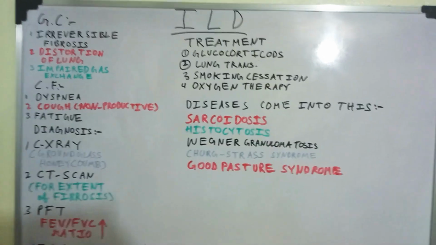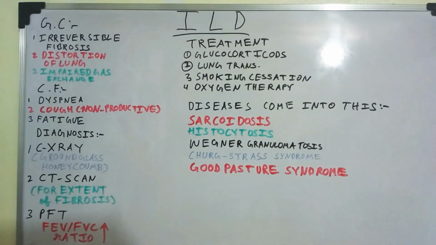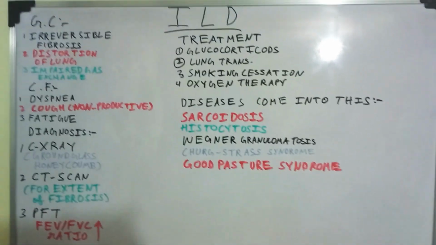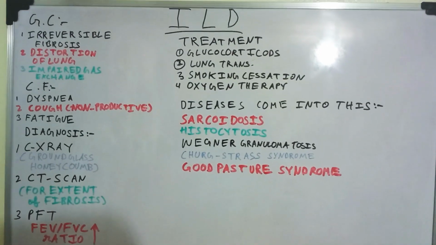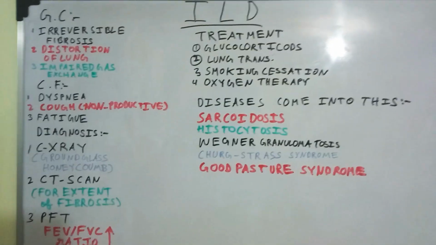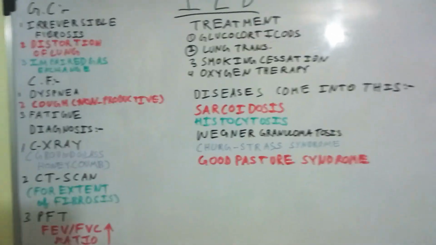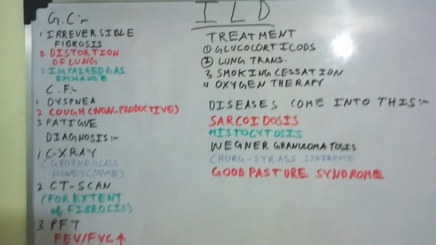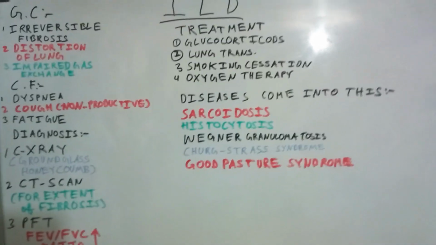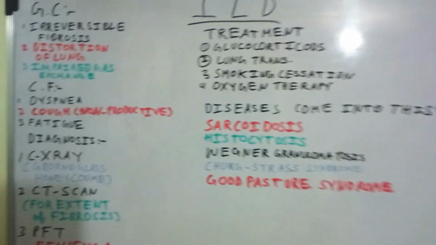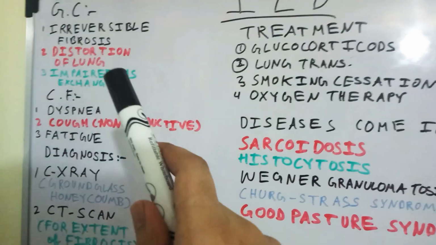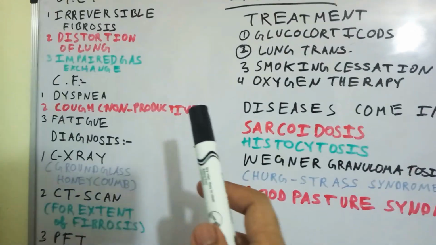Okay, so today we are going to talk about interstitial lung disease. It is a restrictive lung disease, which means there is a problem in inspiration of air. There is an increase in FEV1/FVC ratio. Many different diseases come under this one, and what happens primarily is a destruction of lung parenchyma. The general characteristics of this disease are irreversible fibrosis, distortion of the lung, and impaired gas exchange.